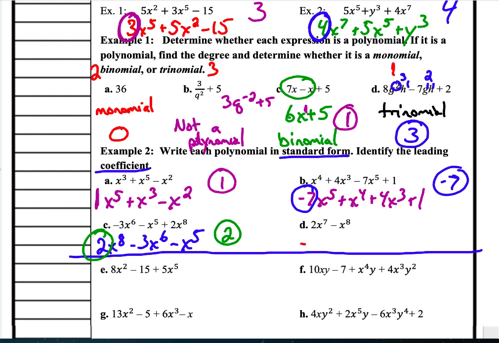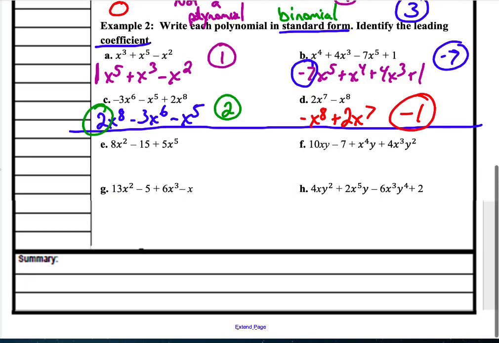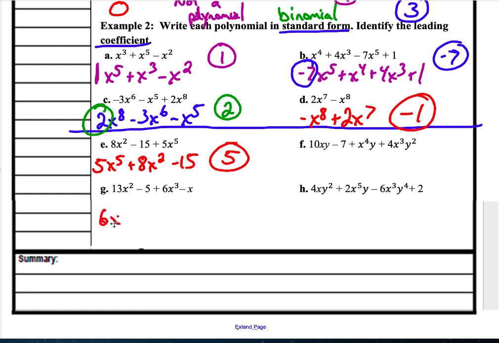All right, hopefully you're good with these. Negative x to the 8th plus 2x to the 7th. So descending order in our exponents. And I would have a negative 1 as my leading coefficient. All right, so for the next couple, E and G on the left, these are going to be pretty straightforward for us. So let's go ahead and tackle those. We have 5x to the 5th plus 8x squared minus 15. So I have a leading coefficient of 5. Here I have 6x to the 3rd plus 13x squared minus x minus 5. And that gives me a leading coefficient of 6.